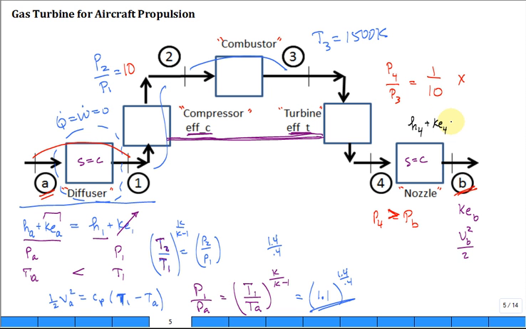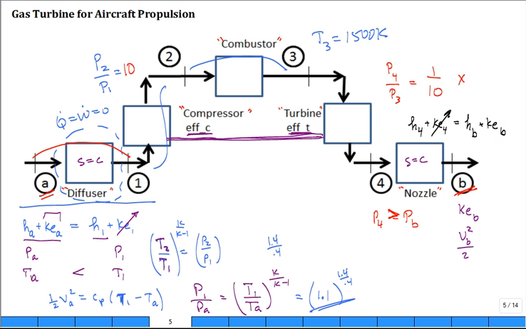Professor, I thought we said that was negligible. You're right, it is negligible. Let's say that's equal to 0. The enthalpy at 4 equals the enthalpy at B plus the kinetic energy at B. Yeah, that looks pretty good. Thumbs up. You like that?